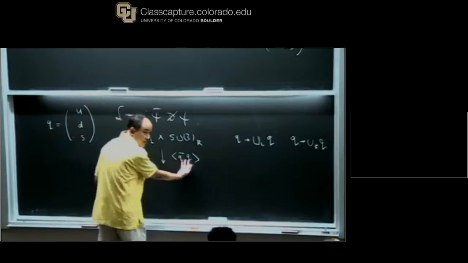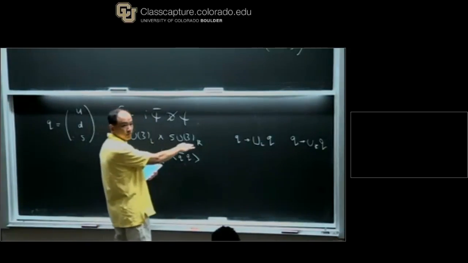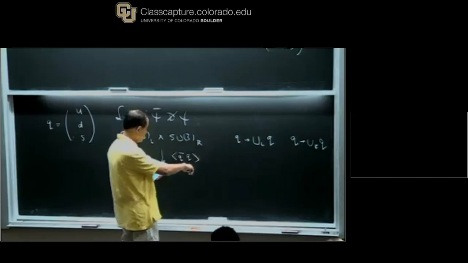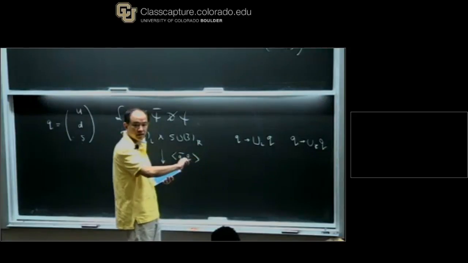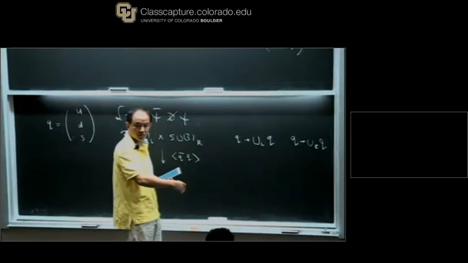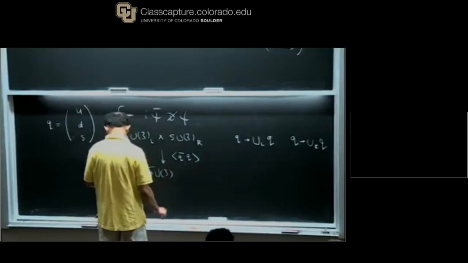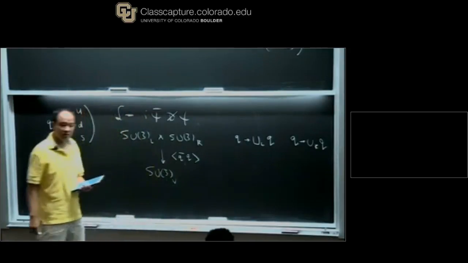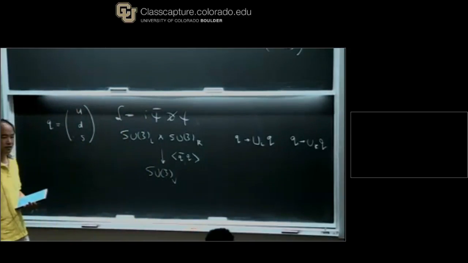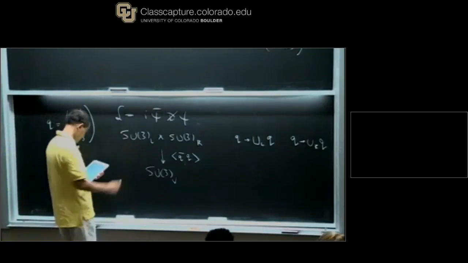Then with this getting a VEV, this breaks the symmetry, because left and right cannot rotate independently. This breaks the symmetry to its diagonal subgroup. Maybe we can call this vector if you want. So that's the symmetry breaking pattern.